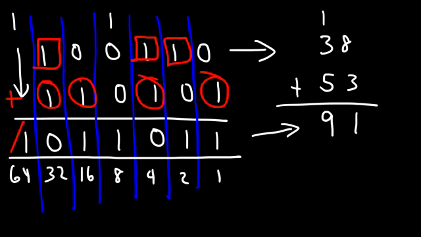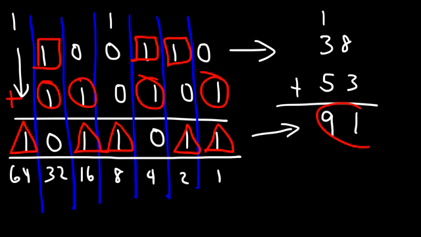So we have a 64 plus 16, so that's 80, plus 8, that's 88, plus 2 is 90, plus 1, 91. So we can see that we do indeed get the right answer. And so now you know how to add binary numbers. As you can see, it's not very difficult as long as you follow the process.